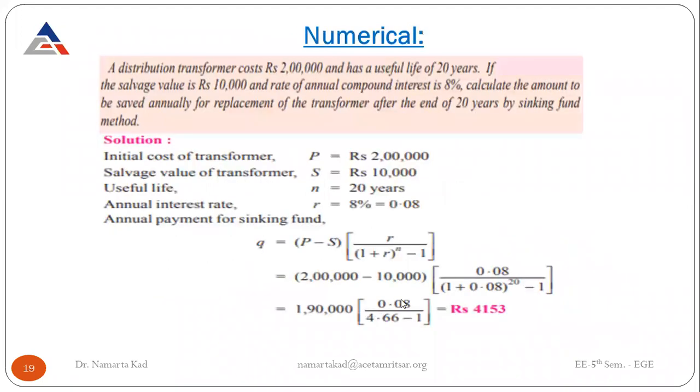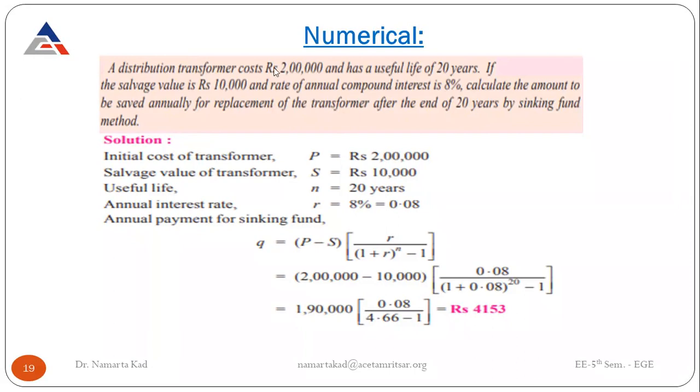So let's see one numerical related to this method. A distribution transformer costs rupees 2 lakh and has a useful life of 20 years. If the salvage value is rupees 10,000 and the rate of annual compound interest is 8%, then calculate the amount to be saved annually for the replacement of the transformer after the end of 20 years by the sinking fund method.